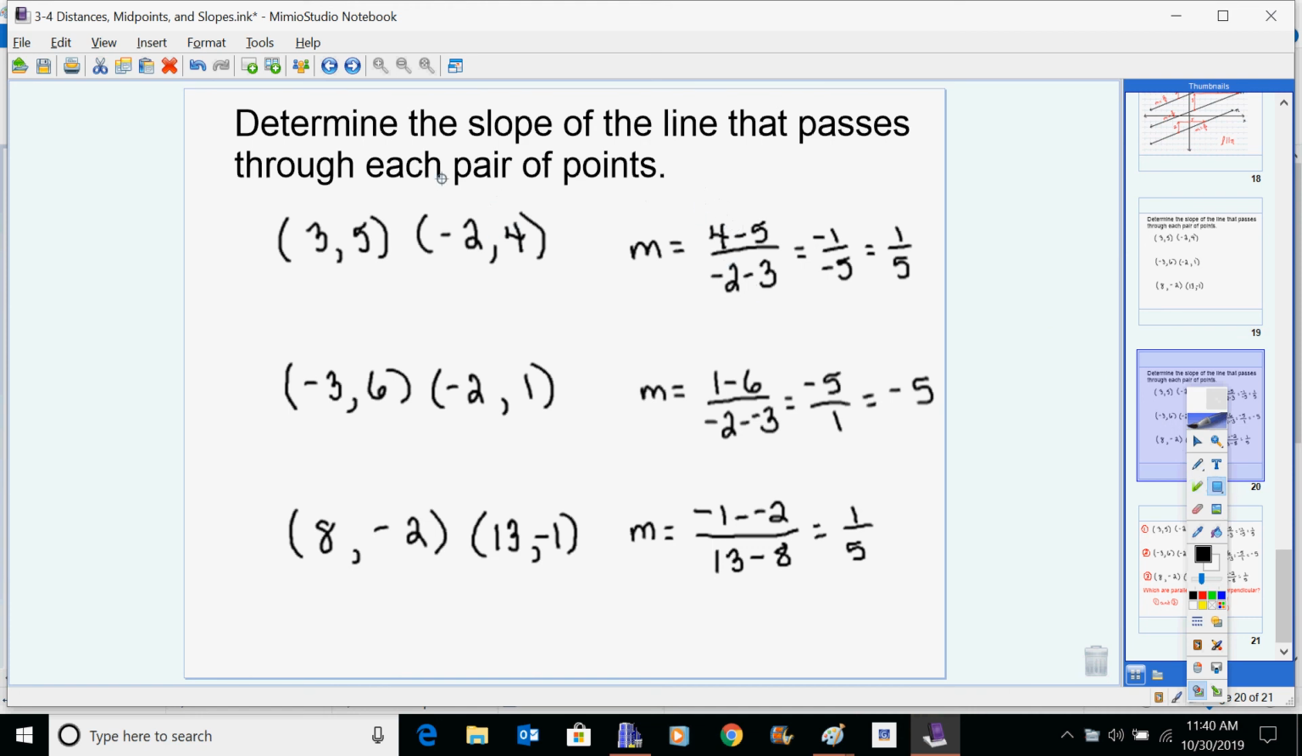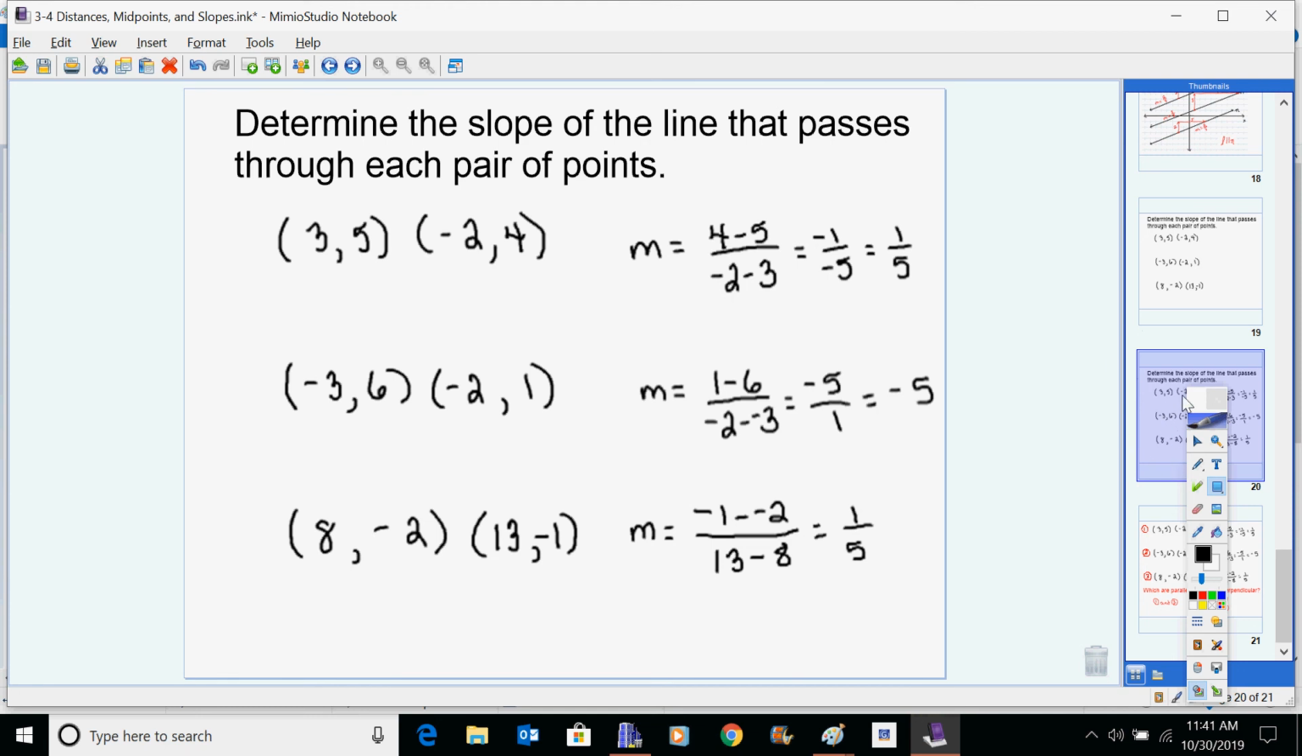Remember, it's y2 minus y1 over x2 minus x1, so 4 minus 5 over negative 2 minus 3, which is -1/5. This one: y2 minus y1 over x2 minus x1, negative 2 minus negative 3, and minus a negative, remember from back in the day, turns out to be plus a positive, so you get a positive 1, so negative 5/1. And then this last one, 13 minus 8, turns out to be 1/5.